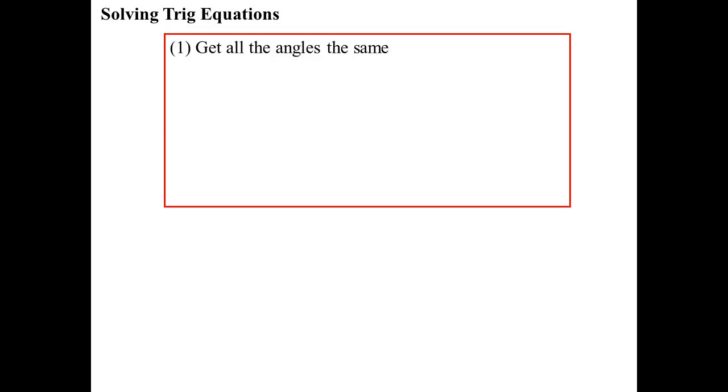The idea basically is we want all the angles to be the same thing. So if we've got a mixture of double angles and single angles, we want to rewrite it. Then match the range of our answers to whatever the angle is. So if they tell us theta goes between 0 and 360, but the angle we're working with is 2 theta, then we know we've got to find angles between 0 and 720.